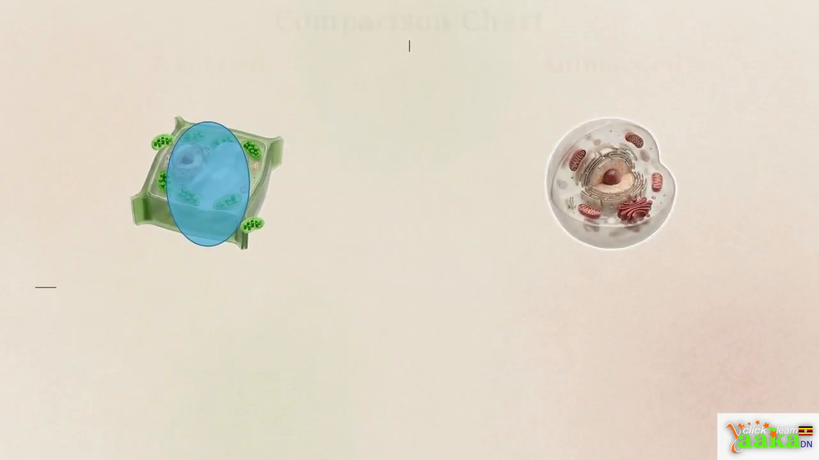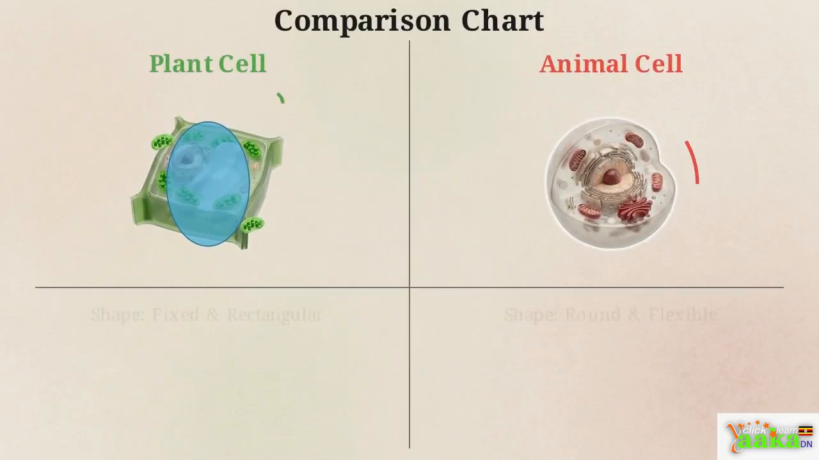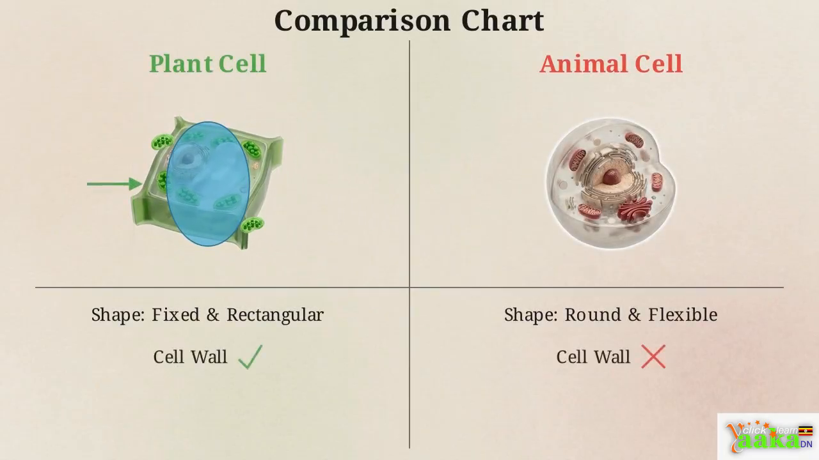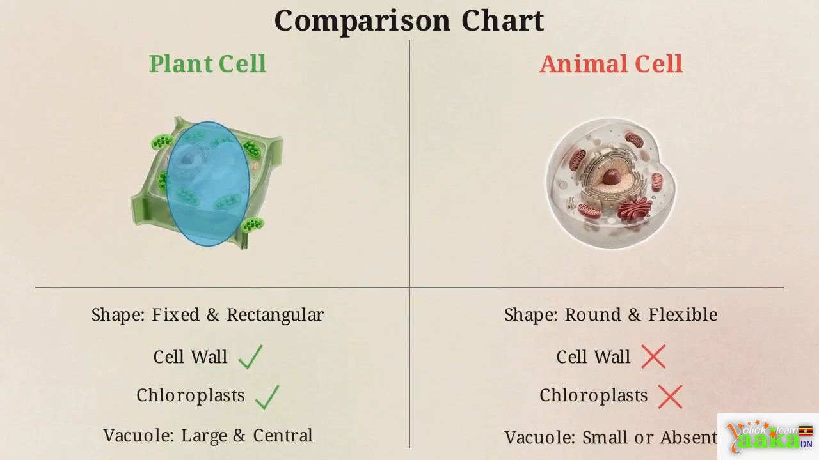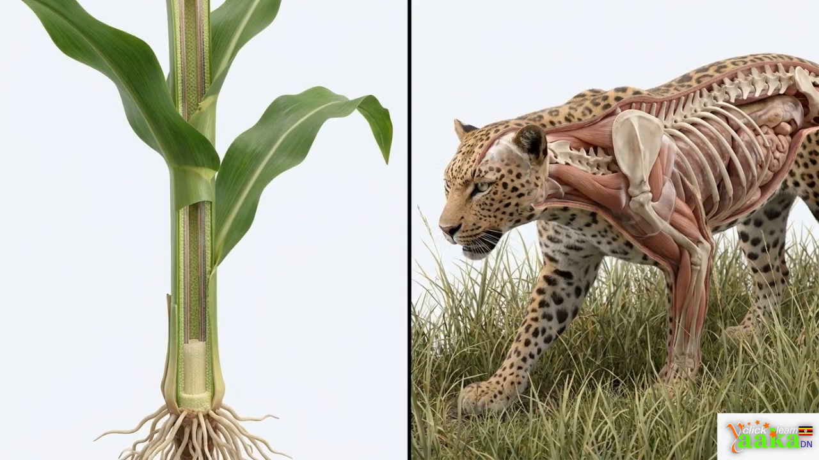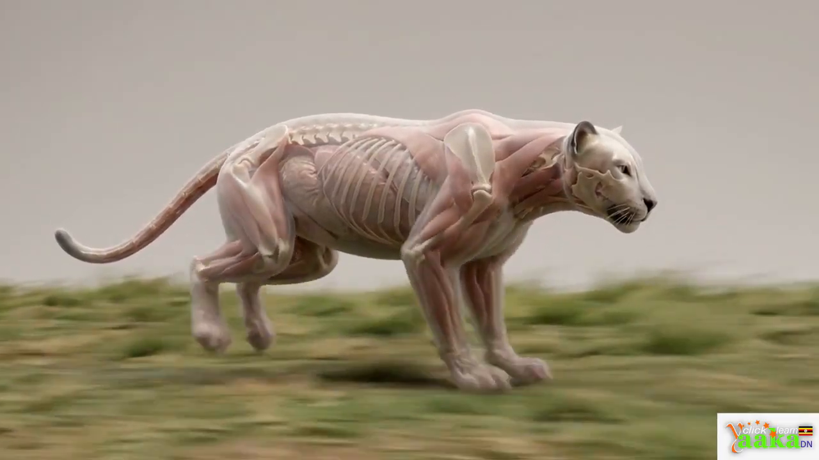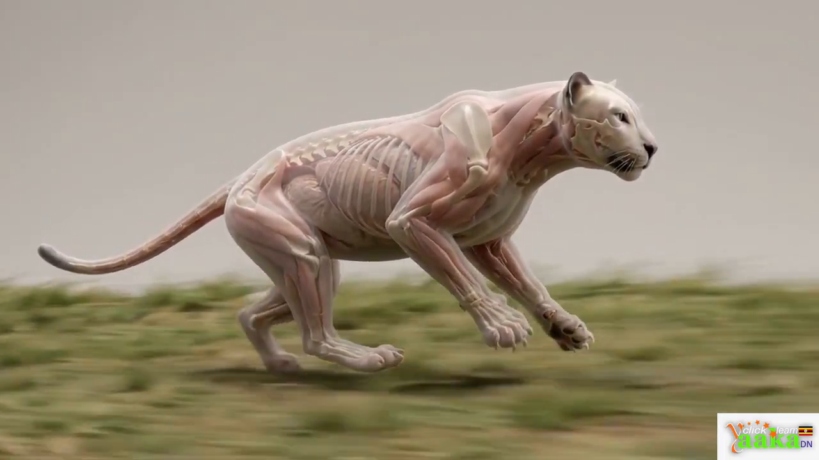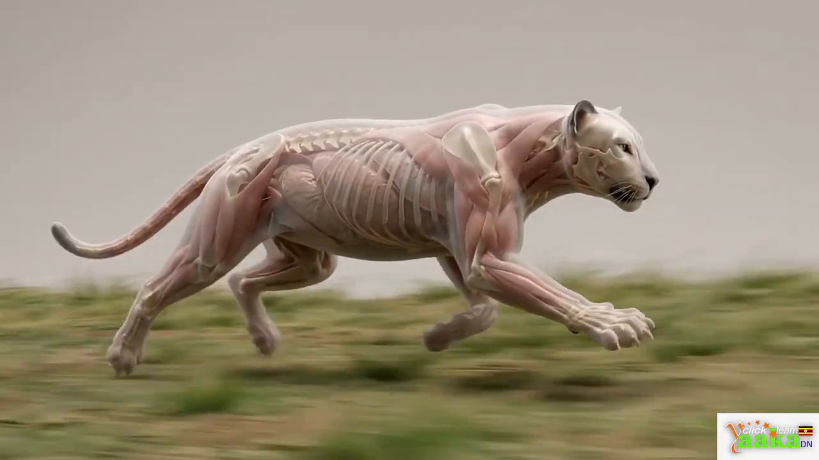When we view them side by side on this comparison chart, the differences stand out. The plant cell is fixed, rectangular, and heavily armored, while the animal cell is round, soft, and flexible. Whether rigid and self-feeding like a plant, or flexible and mobile like an animal, a cell's exact layout is precisely built to solve the everyday survival challenges of the living thing it belongs to.